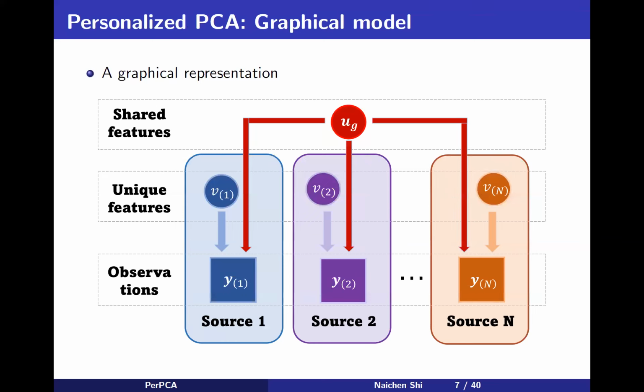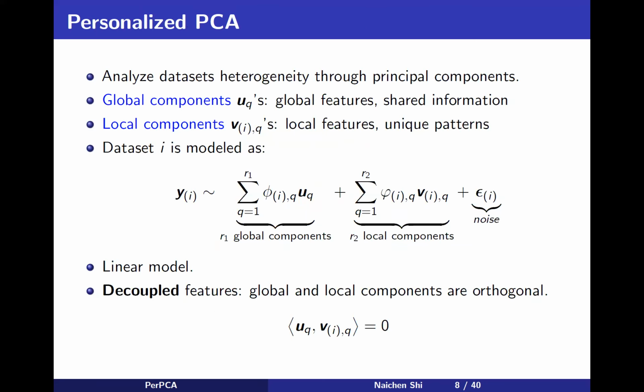Okay, so as a graphical representation of our model, we assume that we have data collected from n different sources represented as different squares here with different colors. And for source i, we assume that data from source i, observation yi, is driven by some global factors UG and some local PCs Vi. If we write it down in equations, yi is driven by R1 global components and R2 local components and corrupted by some noise.